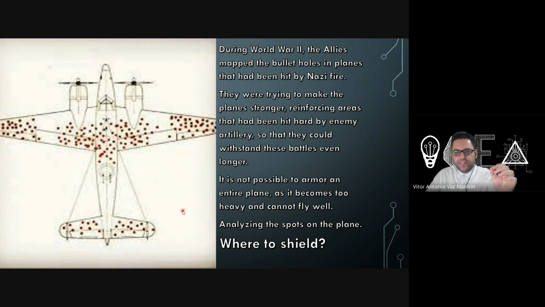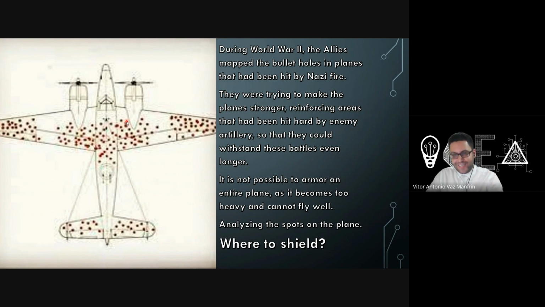Analyzing the spots in the airplane where it was shot. Okay, this is not hypothetical but a real case; we can see all the bullet holes in the airplane mapped. Here we have a lot of data about this. Some people, in some cases, would propose to armor principally the parts with a lot of holes, but that's wrong. Why is it wrong?